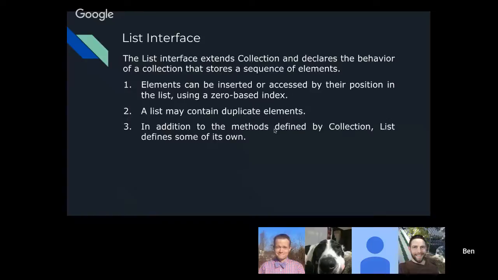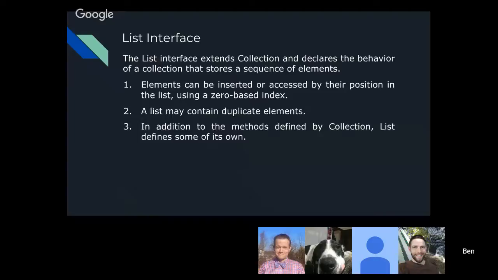So collection is the root of the collection hierarchy. I'm just reading off my notes here. A collection represents a group of objects known as its elements. So the collection interface is the most common denominator that all collections implement and is used to pass collections around and manipulate them. Some are ordered and some are unordered.